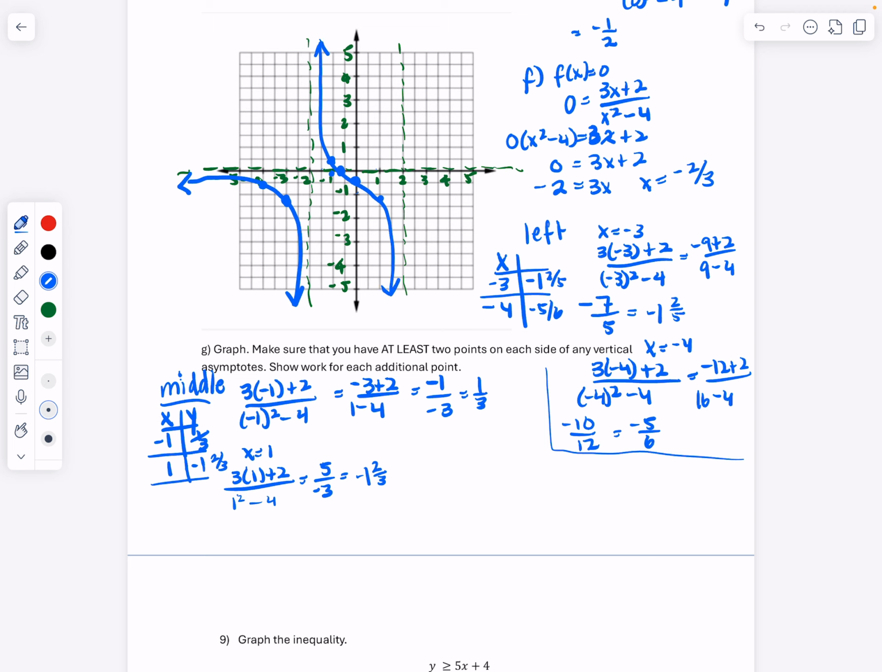Okay, so we have the middle done and the left. Now let's do the right. And I don't have any points here at all, so I need to figure out some. I'm going to go after x equals 3, and I'm also going to go after x equals 4. So I have 3 times 3 plus 2 over 3 squared minus 4. This becomes 9 plus 2, which is 11, over 9 minus 4, which is 5. So this becomes 2 1/5.